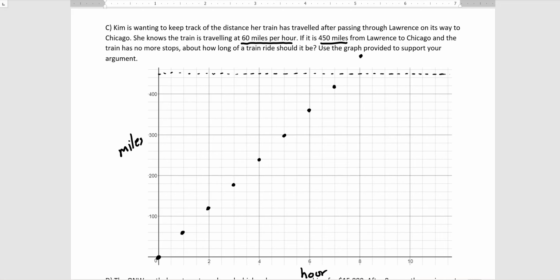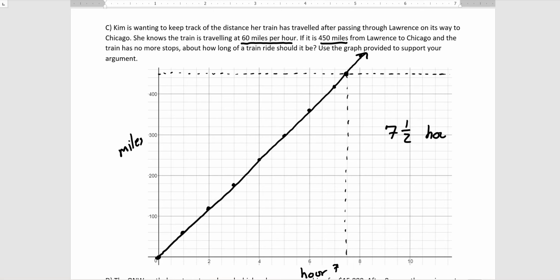All right, that was our goal, right? To figure out where that line would hit. So let's connect our dots here. So this line has a slope of 60, and we want to know where it crosses this line. Where it looks like, if this is 7, it looks like this is going to come down and touch at 7.5 hours. So we would say 7.5 hours until Chicago.